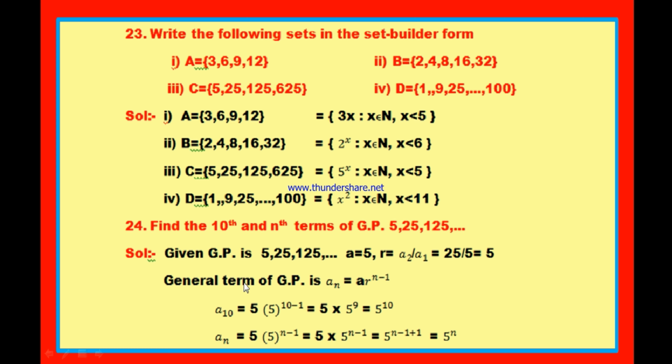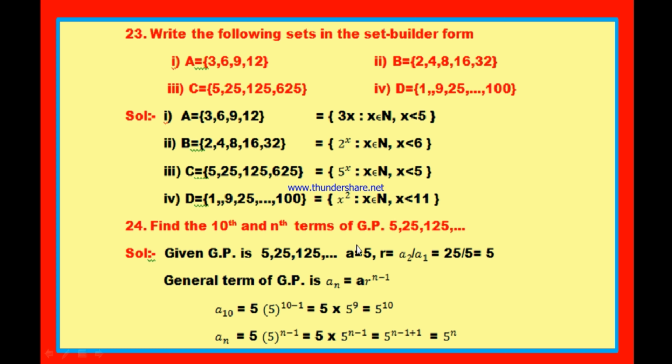Then the formula to find the general term of a GP is An is equal to AR power n minus 1. Here you have to find out 10th term, therefore A10 is equal to A value, A means 5 into R means R is also 5. Therefore 5 into 5 power, since you are finding 10th term, n is 10, 10 minus 1. 5 means 5 power 1 into 5 power 10 minus 1 is 9. 5 power 1 into 5 power 9 is 5 power 1 plus 9 is 10.